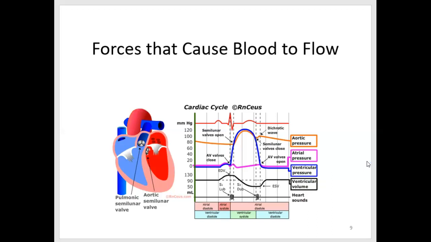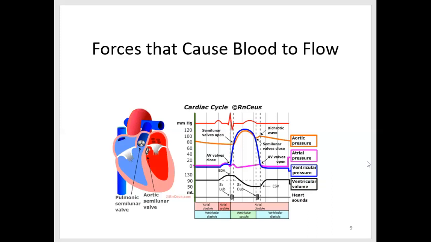The diagram that you're looking at on the slide depicts many different events that are occurring during one cardiac cycle. The red line indicates electrical activity. The orange line indicates how pressure in the aorta changes. The blue line depicts how pressure in the ventricle changes. The pink line shows how pressure in the atria changes. And then finally that black line shows the volume of blood in a ventricle.